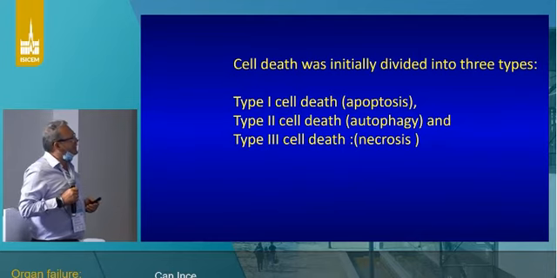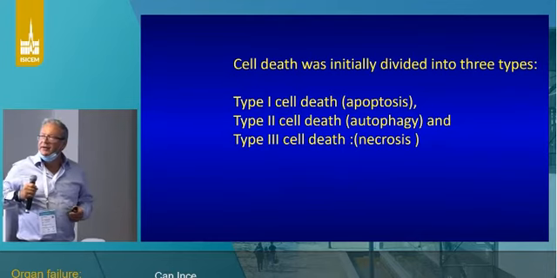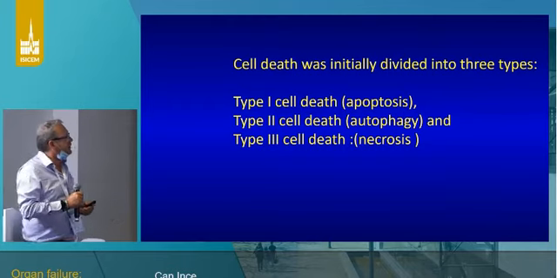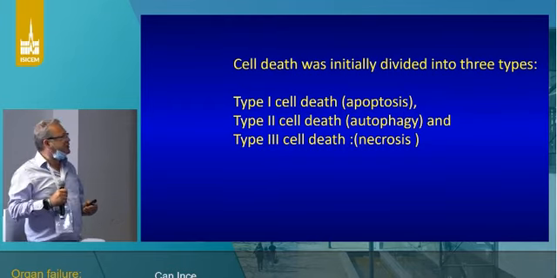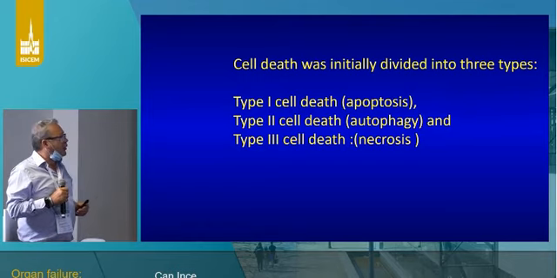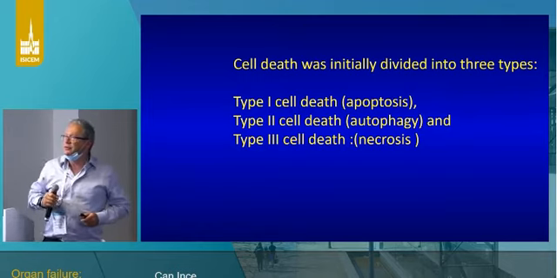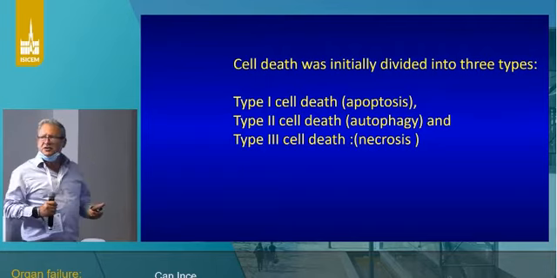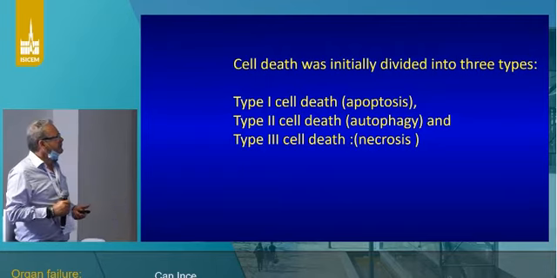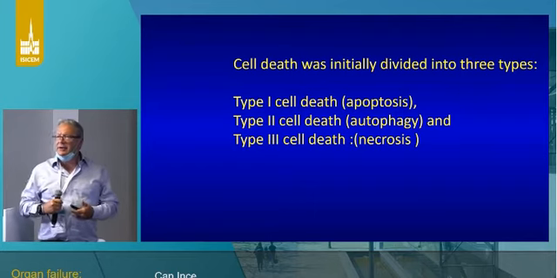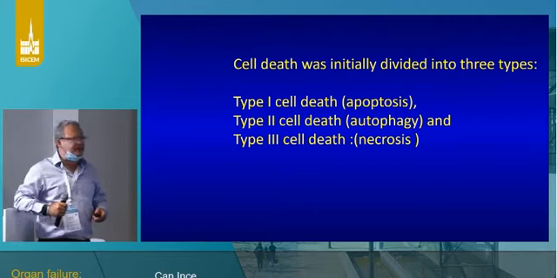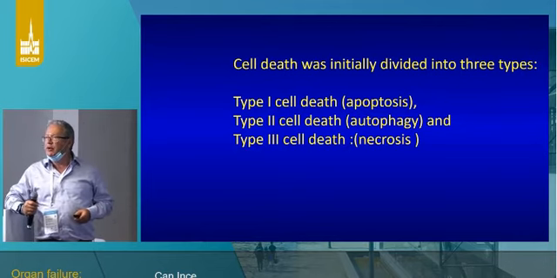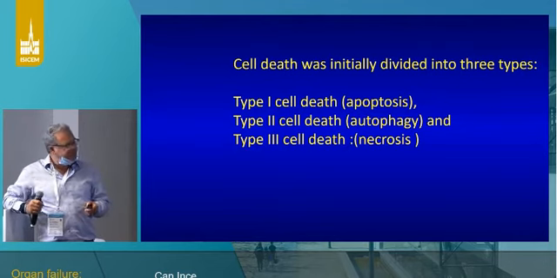Now, the classic type of cell death, which we all know, I think, from our physiology books, really is apoptosis, autophagy, and necrosis. Those were the three main ones. Apoptosis is programmed cell death. Autophagy is cleaning up the inside of the cells. And necrosis is just unprogrammed cell death.